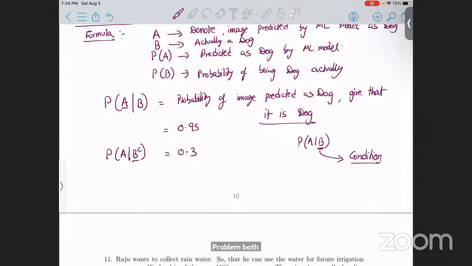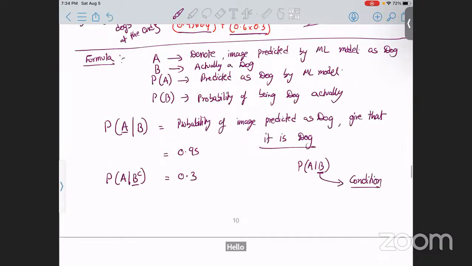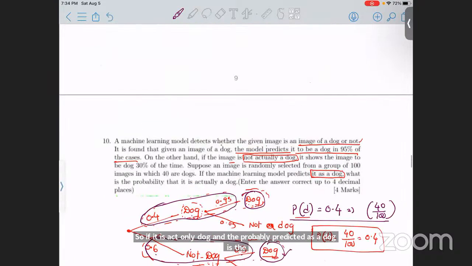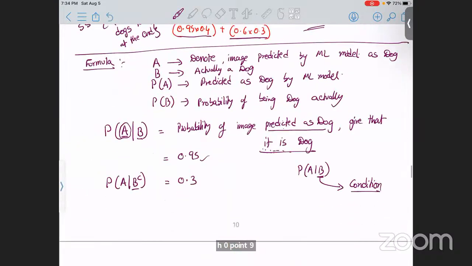Explain the line: probability of A when B is given. Look, probability of image predicted as dog, A is predicted as dog, and given that B, it is actually a dog. So if it is actually a dog, the probability predicted as a dog is 0.95, because it is given in the question. So the probability it is not a dog will be 0.3.